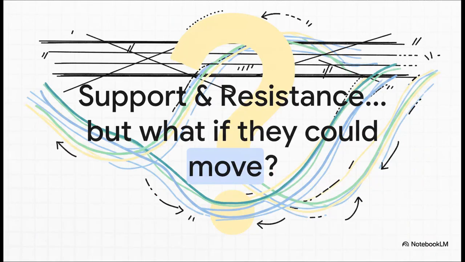You know those straight horizontal lines we all draw for support and resistance? I mean, we've all been there, but what if those levels weren't just stuck in one place? What if they could actually move with the price, flowing along with the market's momentum? That's the core idea here, and trust me, it's a total game changer. Let's dive in and see how this actually works.